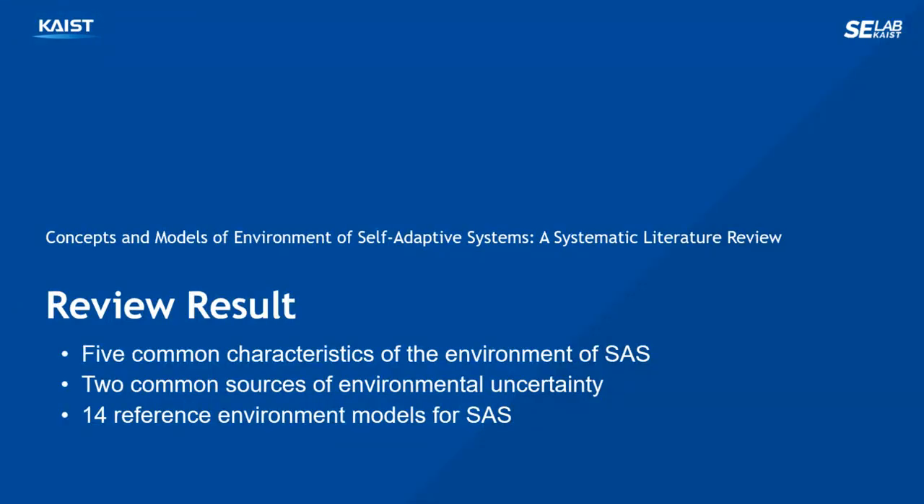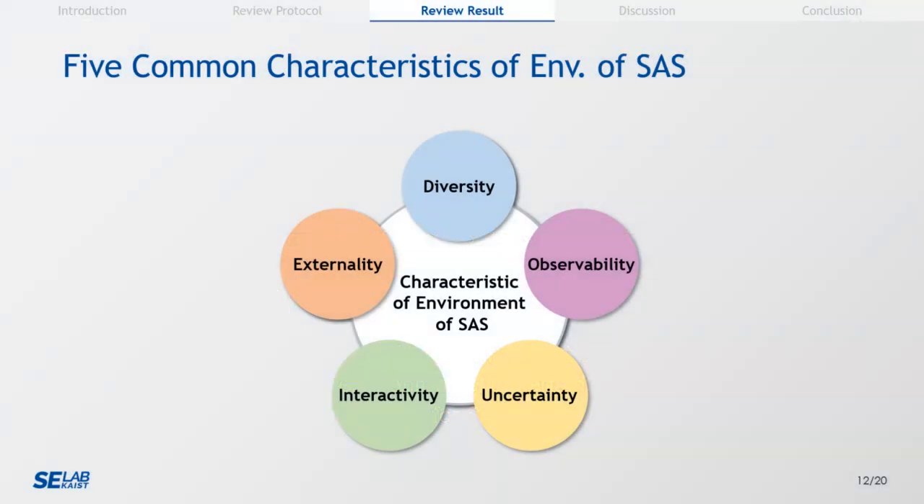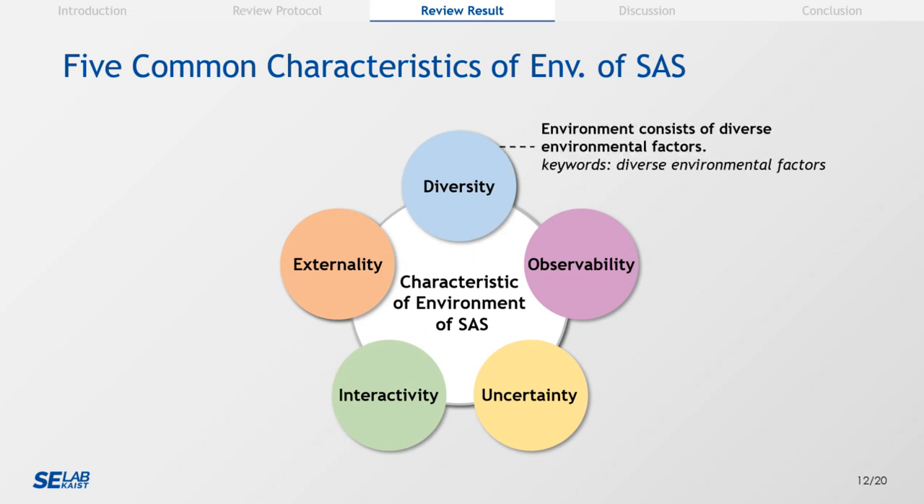Now I'll show the results of the analysis of the extracted data. This paper shows details of the analysis results, but in this presentation, I'll only present the summary of the result. First, we found and organized 5 common characteristics of environment of self-adaptive systems. First characteristic is diversity. It means that environment consists of diverse environmental factors. Environment is a set of various environmental factors.